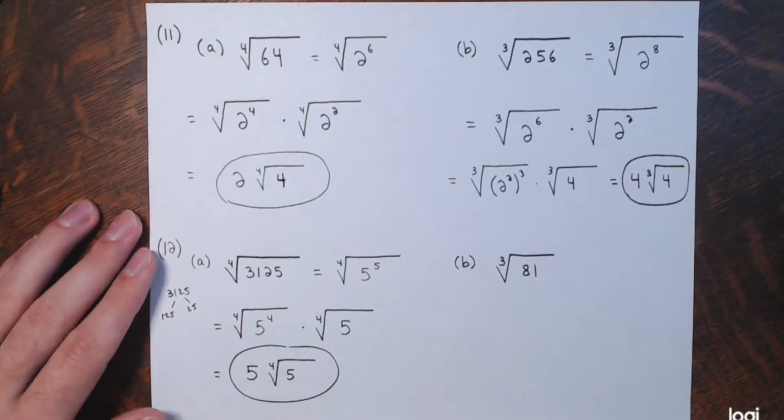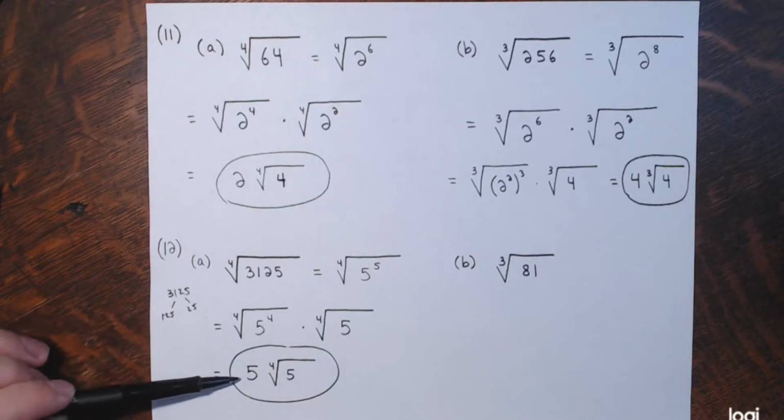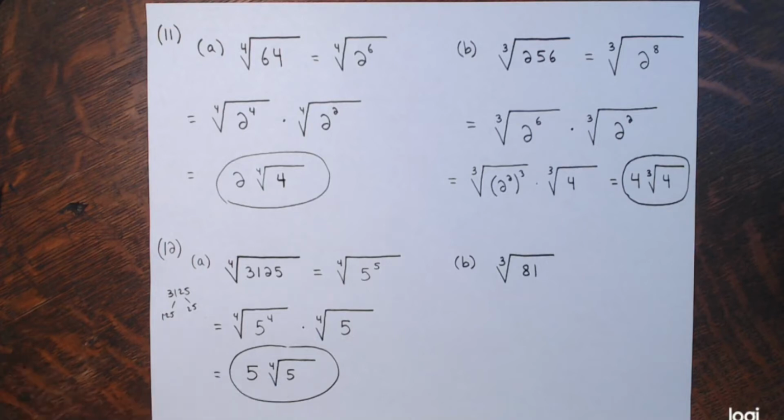All right, and I leave it to you to check. Punch this in a calculator at the 4th root of 3,125. Also try punching in 5 times the 4th root of 5, and they should give you the same number.